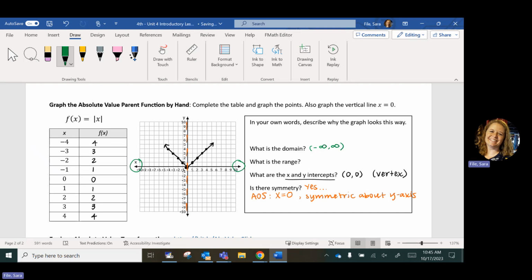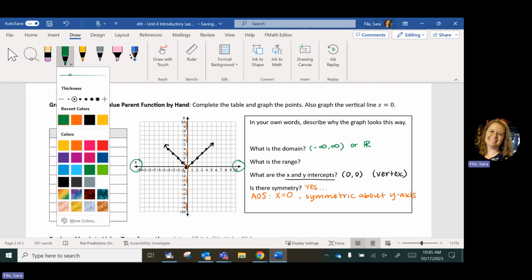Okay, what's another way that we could write that it's everything? All real numbers. Okay, so you could use that all real numbers symbol to indicate that it's negative to positive infinity. Okay, and then range.